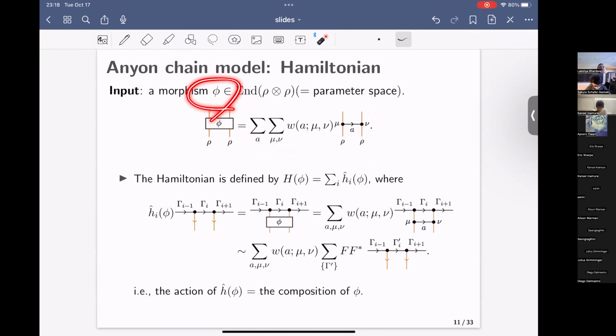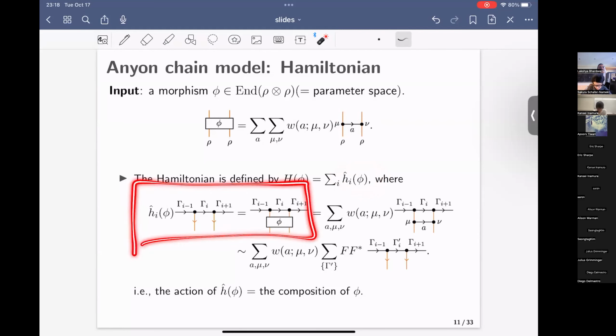And once we choose this morphism phi, we can define the Hamiltonian H of phi by the sum of local operators H_i of phi. And the action of this local operator H_i of phi is defined by the composition of this morphism phi.